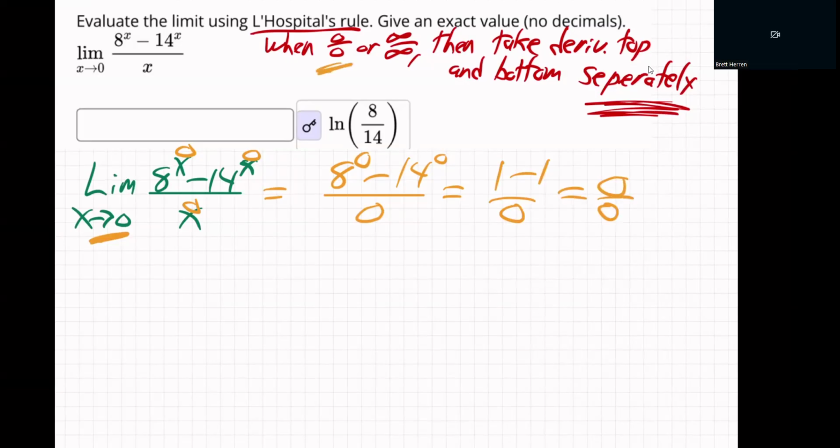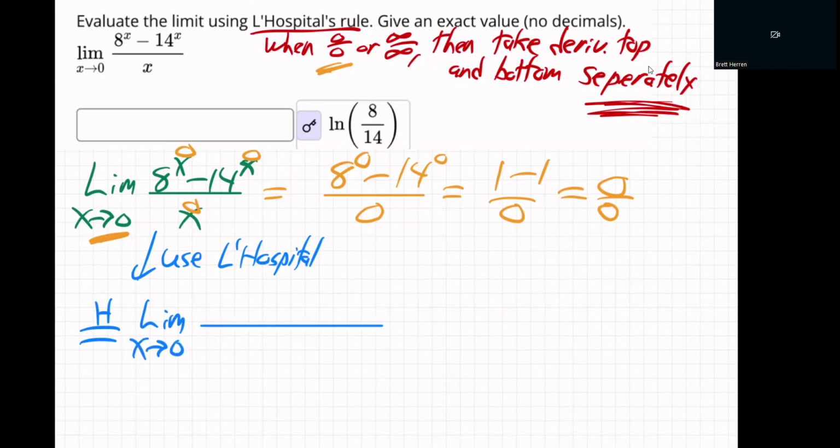So I'm going to use L'Hopital's rule. The way we officially do it, we put an H over the equals sign. That's how people often indicate that they're using L'Hopital's rule on that step. So, what's L'Hopital's rule? Separate derivatives, top and bottom. So I'm going to do just the top separately. Now, this isn't quotient rule, just the top separately.